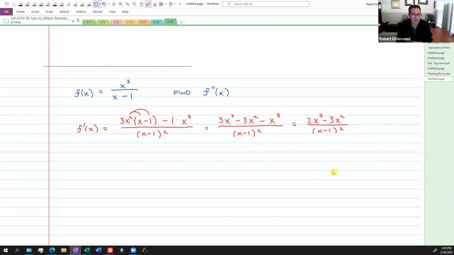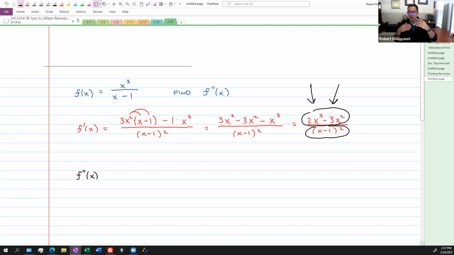That's your first derivative. I want the second one. So we've got to go and differentiate again. When I say differentiate again, I need to look at this and take its derivative. And it's a quotient, isn't it? I have another quotient. I have a top function and a bottom function. So I've got to do the same thing. Derivative of the top times the bottom minus derivative of the bottom times the top, all over the bottom squared.